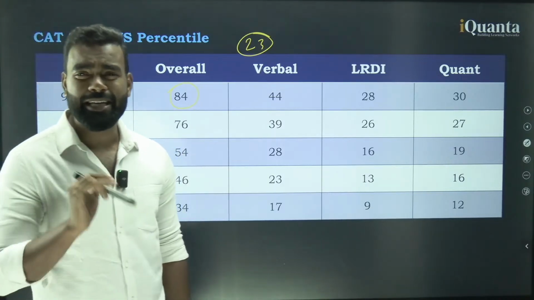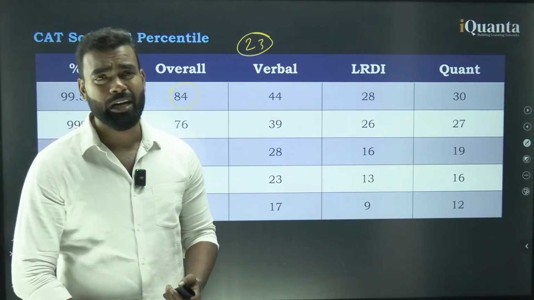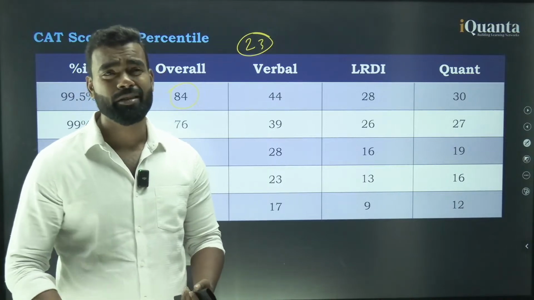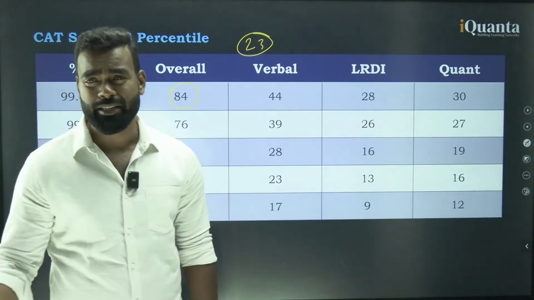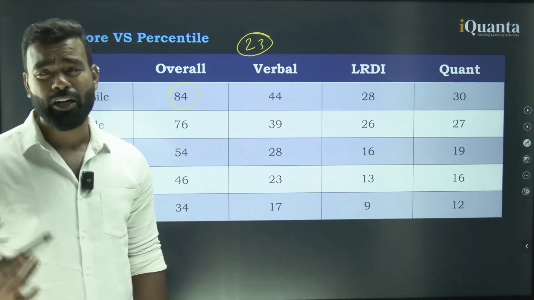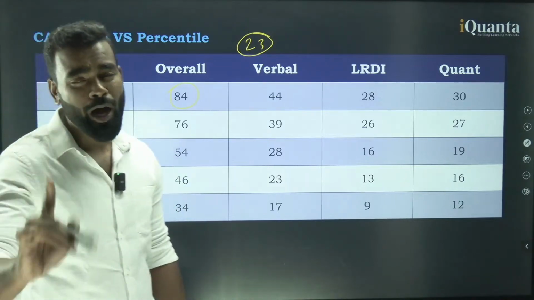Be it the big colleges like FMS, all the top IIMs, FMS, not XLRI. XLRI has its own other exams, and JBIMS too. But the other colleges like MDI, SPJIMR, all the top colleges, if you score this, you can at least get one sure shot convert.